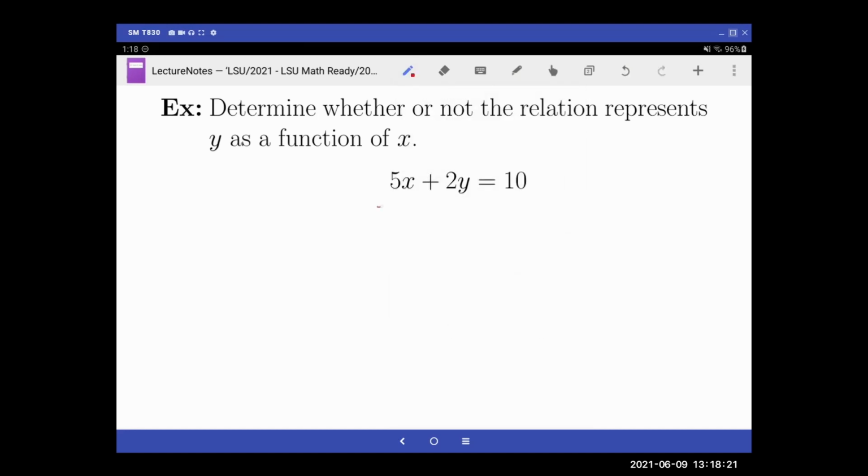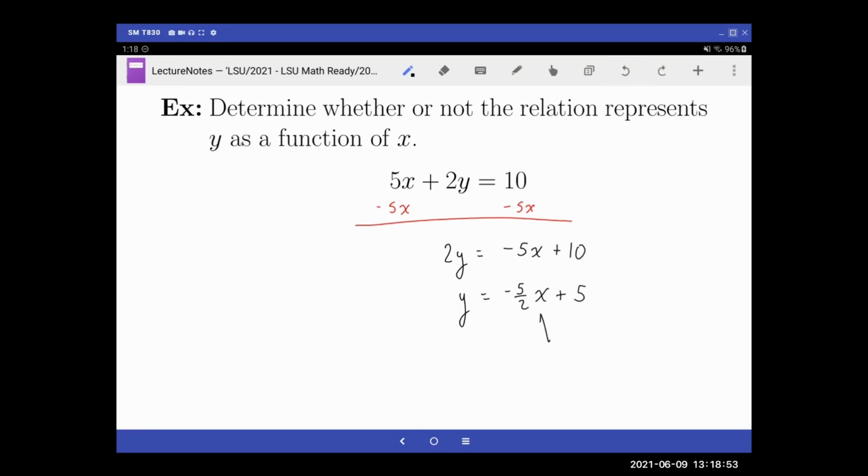So I'll work this out by hand, showing these steps here. Subtract 5x from both sides. I'm rearranging it to get y by itself, so that I can understand this potential function a little bit better. Divide both sides by 2. If you can get it to y equals some statement, and there's no other y's, then this is a function.